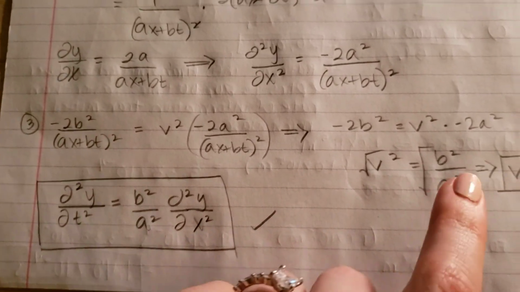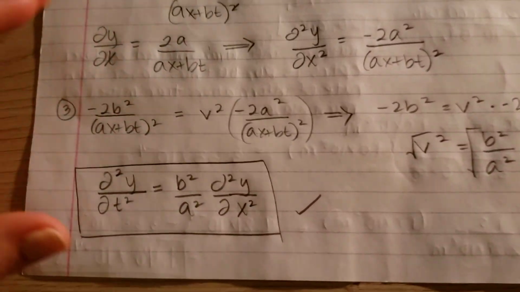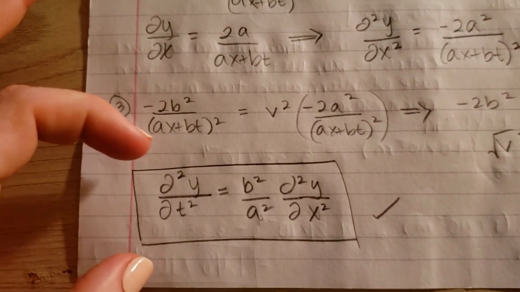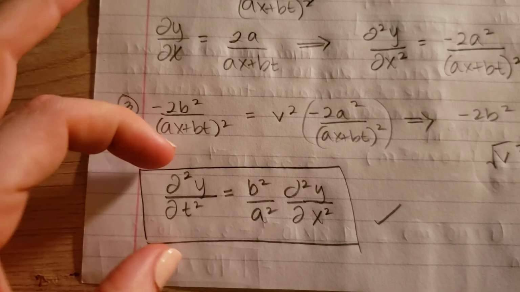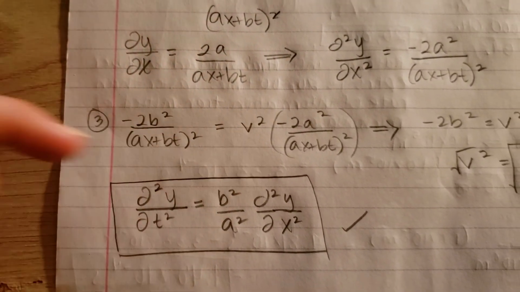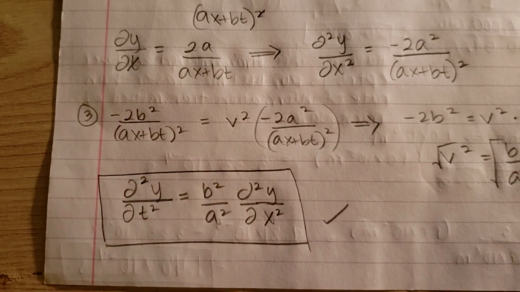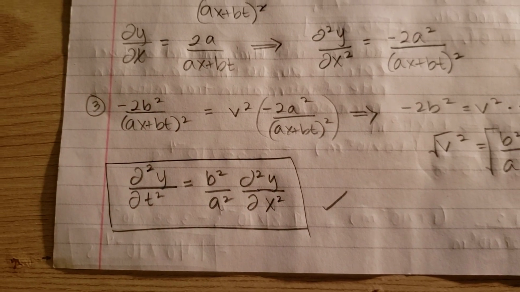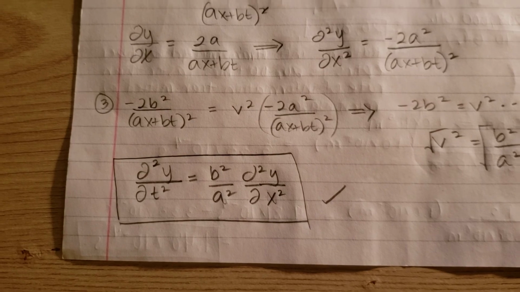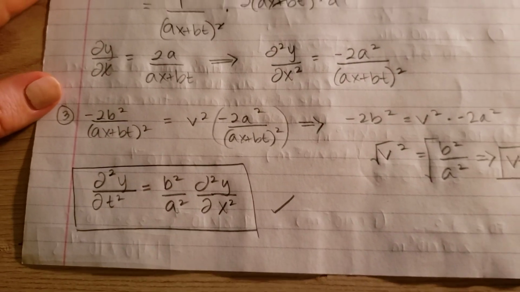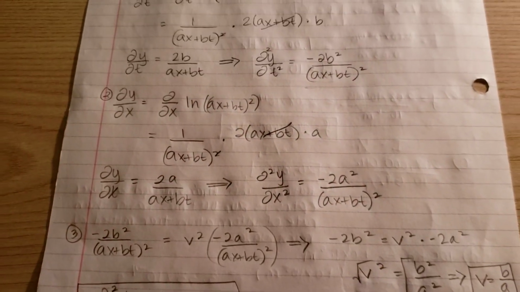But anyways, the speed would be b over a, and then our equation would be the second derivative with respect to t equal to our velocity squared, b² over a², times the second derivative with respect to x. And this ties into what we're learning in chapter 16.